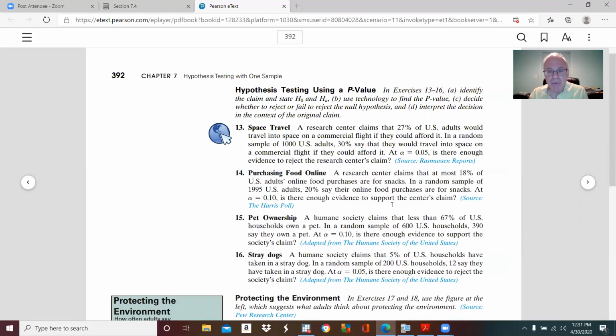Now, once again, I don't like the wording of this, because the claim in this case is going to be the null hypothesis. So we're really going to be asking the question, is there enough evidence to reject the null hypothesis claim? So once again, not worded correctly. But in your test, I will make sure I word everything correctly. All right, so let's get to the solution.